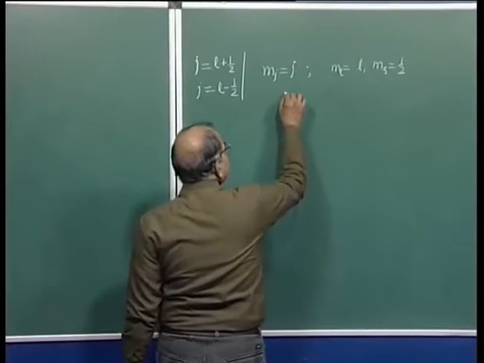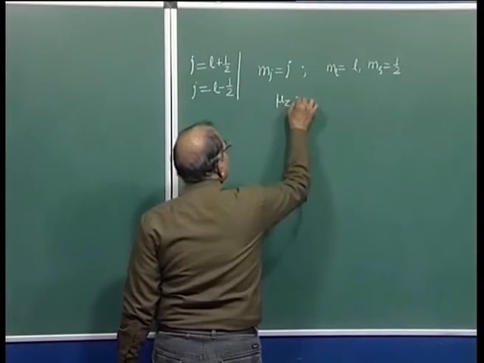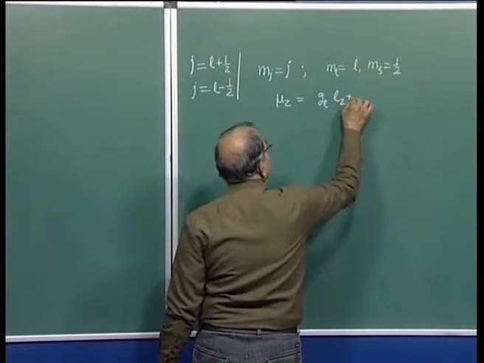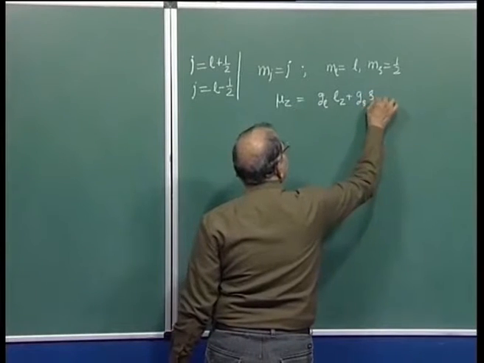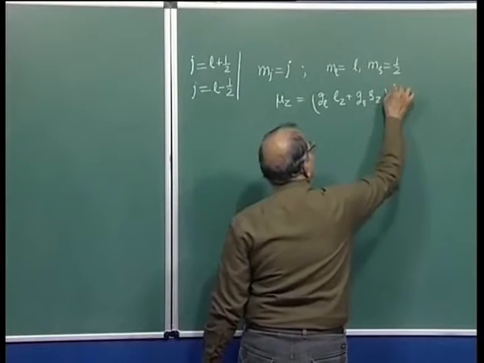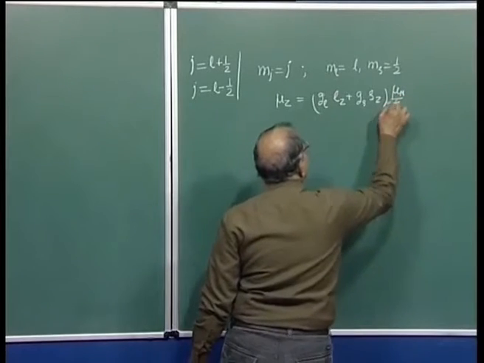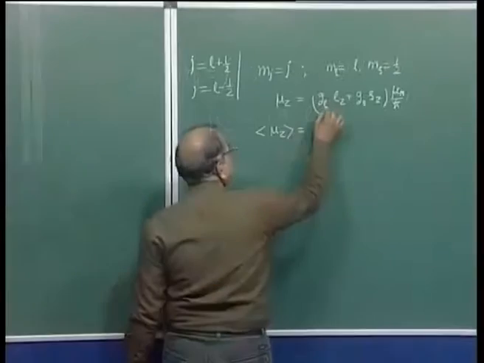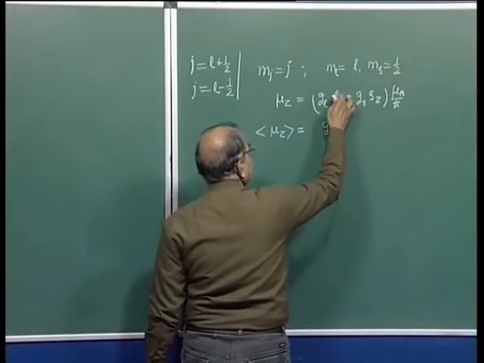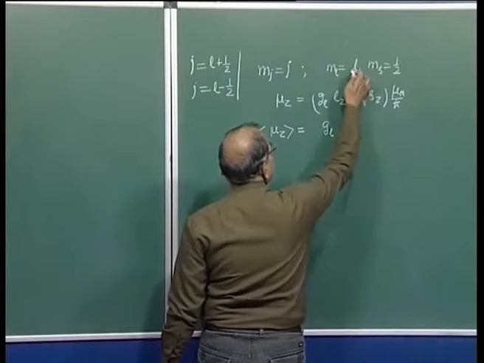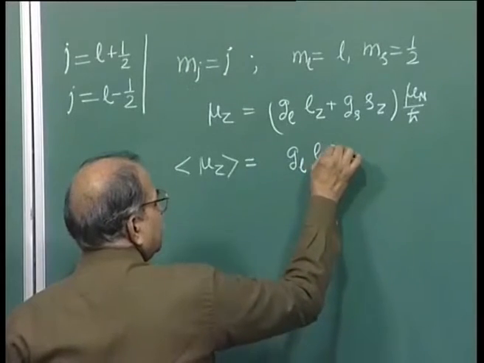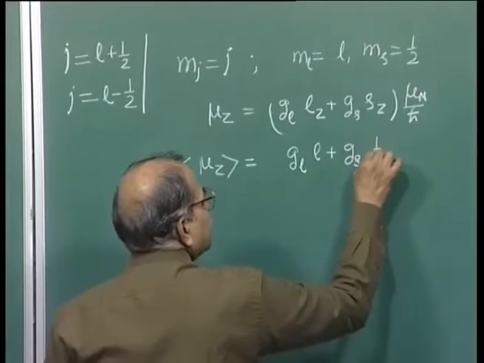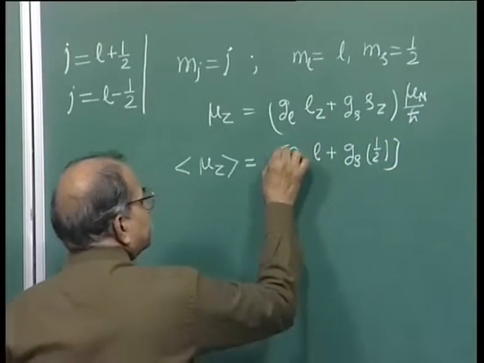If you calculate the expectation value of mu z, and mu z is what? GL Lz plus GS Sz, times mu n over h cross. The expectation value of mu z is simply GL, and Lz is ml times h cross and ml is L. So, this is GL times L plus GS, Sz is plus half, so it is plus half times mu n.